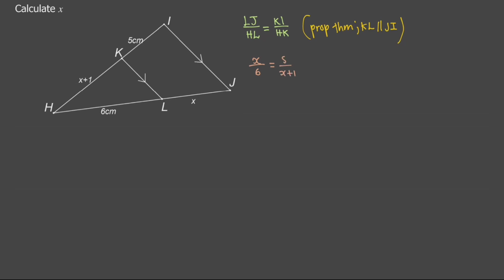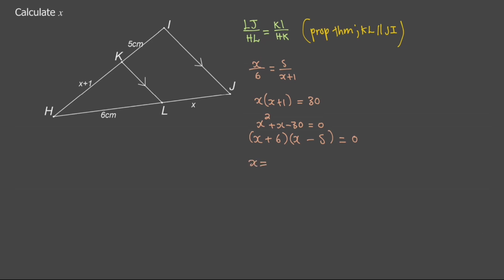So if we cross multiply, we have x times x plus 1, which is equal to 6 times 5, that's 30. So this is going to be x squared plus x minus 30, which is equal to 0. If we try to factorize here, factors of x squared are x and x, and factors of 30 are 6 and 5. Of course, the 6 is going to be positive and the 5 is going to be negative. We can see that the product of the inner terms added to the product of the outer terms gives the middle term, so our factorization is correct.